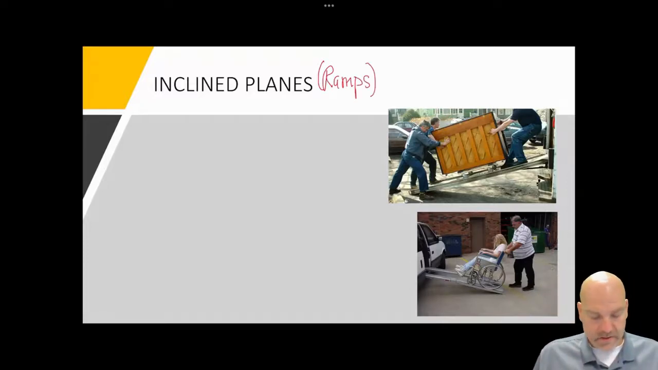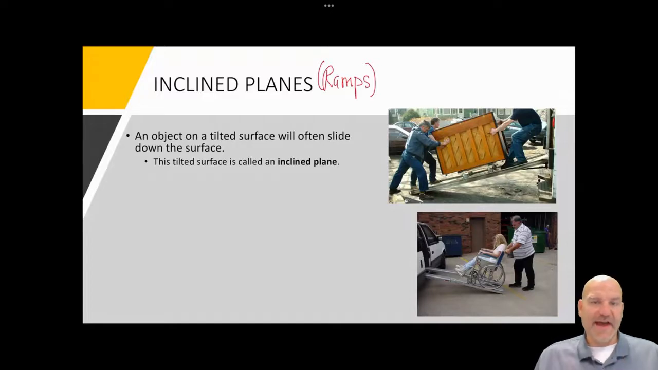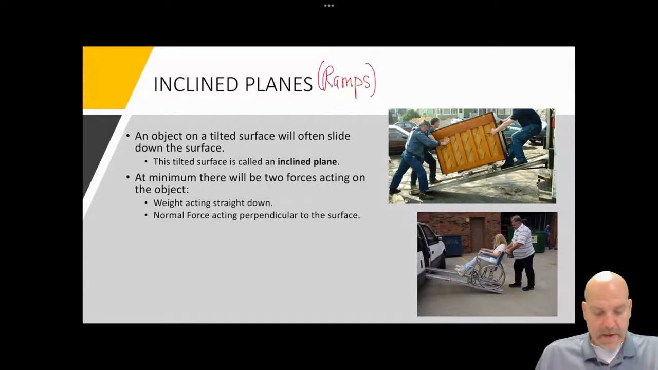So an object on a tilted surface will often slide down the surface, or as you can see in these pictures, it's going up the surface, but that's because we have added applied forces. The tilted surface is what we call an inclined plane. Again, we describe these as ramps.